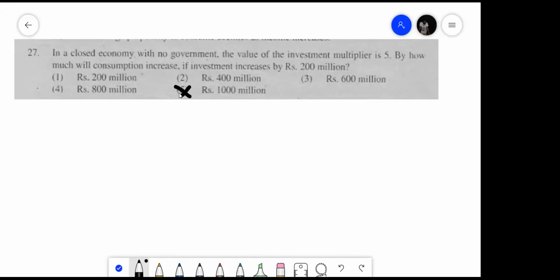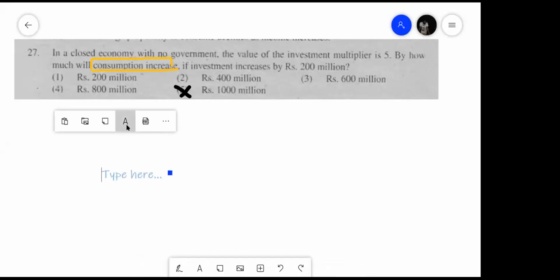Mark it wrong. Whoever told me answer number 5, mark it wrong. The question is not asking you for the increase in national income. Change in Y is 1000, but they are asking, if investment expenditure increases by 200, by how much will consumption increase? They are not asking by how much national income increases. So if you put 1000, mark it wrong. If the question said by how much national income increases, yes, the answer is 1000. But here we are not finding the change in national income. We are finding the change in consumption.